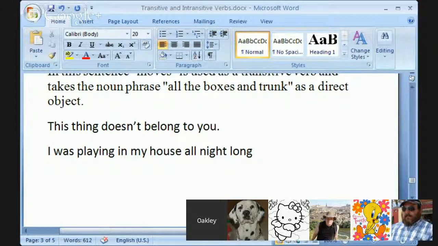I have a question. What is the difference between my house and at my house? I was playing. The preposition in my house, at my house. Well, often it doesn't matter, and they're interchangeable. But there is a slight difference.